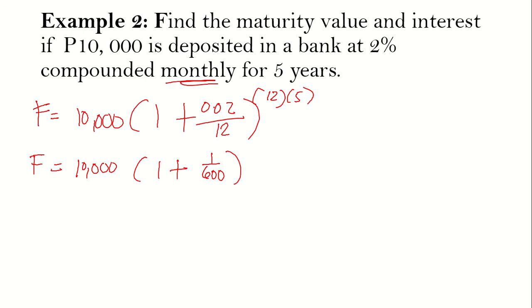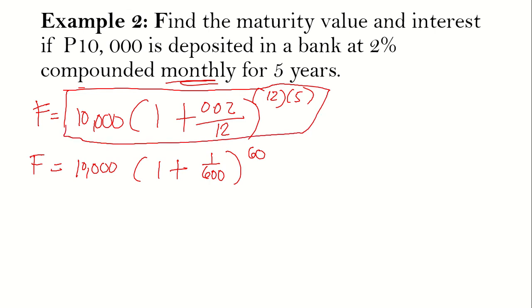Tapos 12 times 5 is equal to 60. Or eto mismo, pwede nyo tong i-substitute or i-input sa calculator. Ito. 0.02 over 12 is 1 over 600, raised to 60, future value is equal to, you can directly input this to your calculator and then simplify or solve.